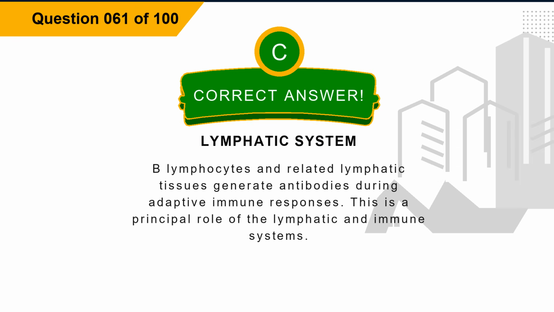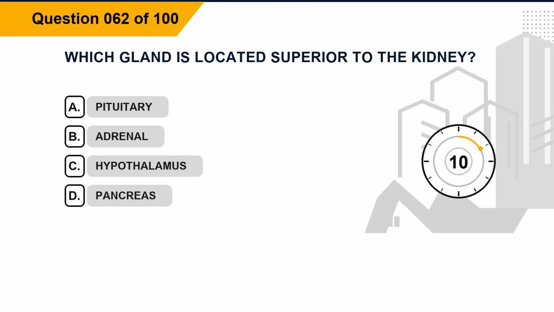Explanation. B lymphocytes and related lymphatic tissues generate antibodies during adaptive immune responses. This is a principal role of the lymphatic and immune systems. Question 62. Which gland is located superior to the kidney? Option A, pituitary.